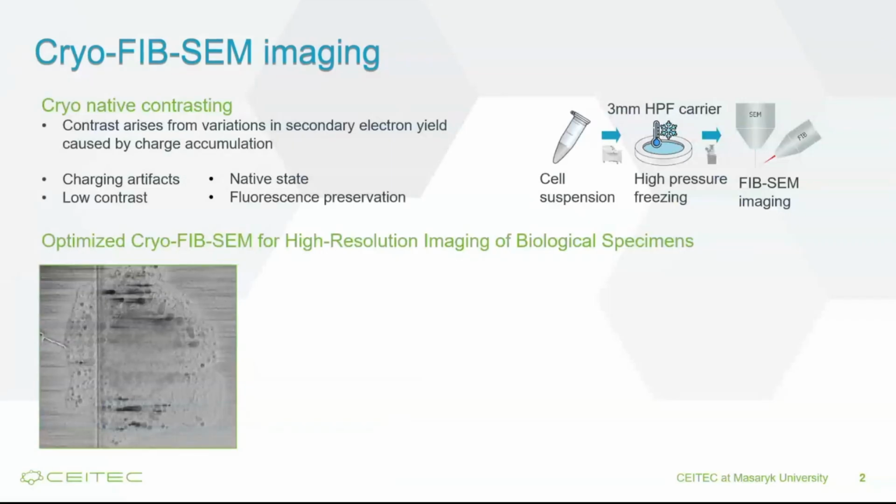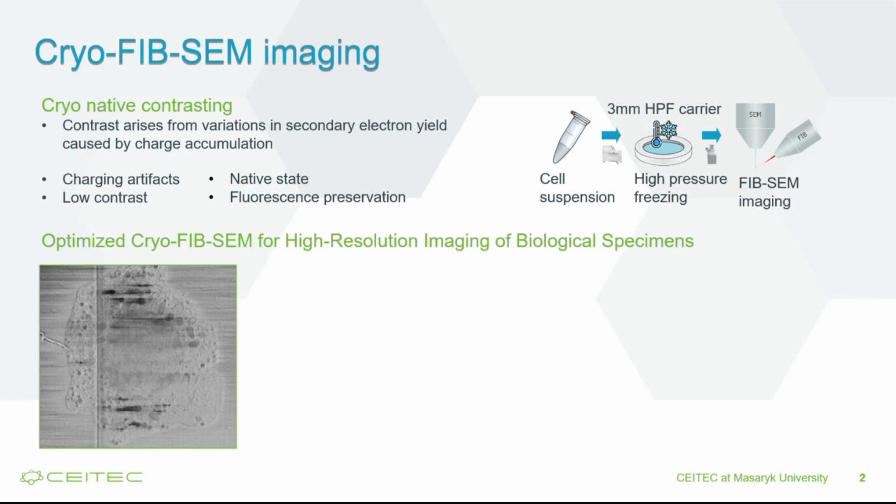So cryo imaging is a technique for imaging of non-contrasted samples, and contrast is based on the charge deposition on membranes. The membranes charge more than the surroundings, and the yield of secondary electrons depends on this accumulated charge. That's why we see contrast, and that's why we also see a lot of artifacts on most of the cryo images. In comparison with the stained sample, the contrast is lower, especially for protein.